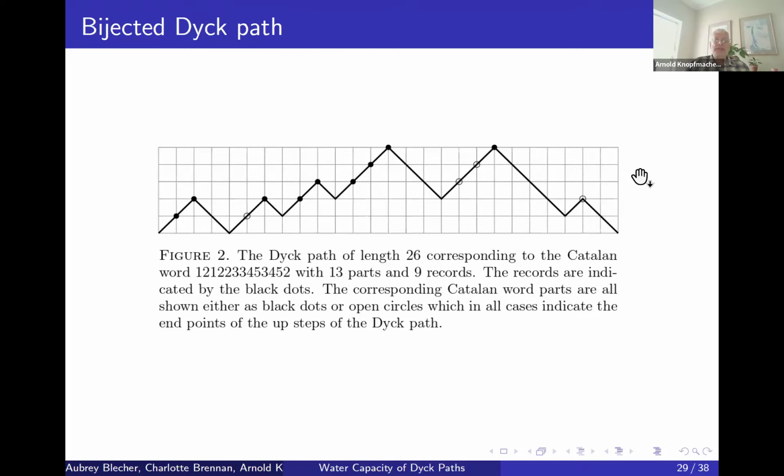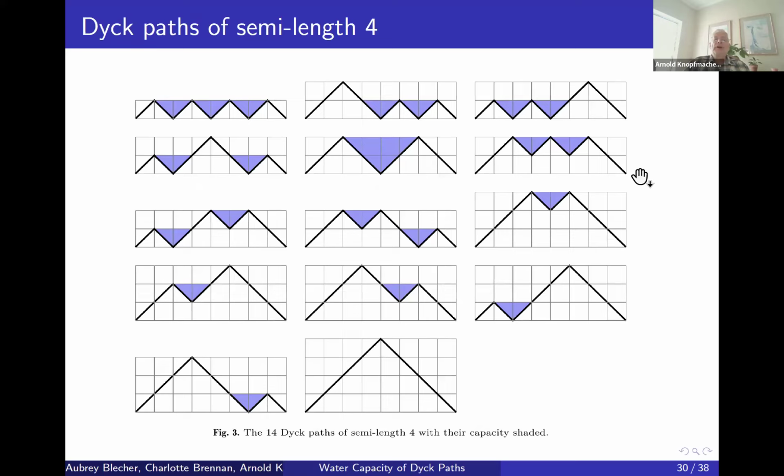So the reason that's interesting is, together with Aubrey and Charlotte, we had written a paper about the water capacity of Dyck paths. So our first thought was, well, does that mean we can say something about the water capacity of Catalan words in view of the fact there's a bijection? The problem with that is that the bijection does not preserve the water capacity.